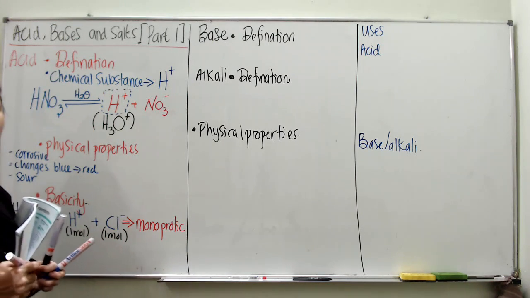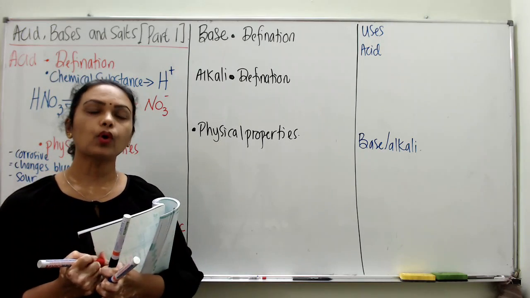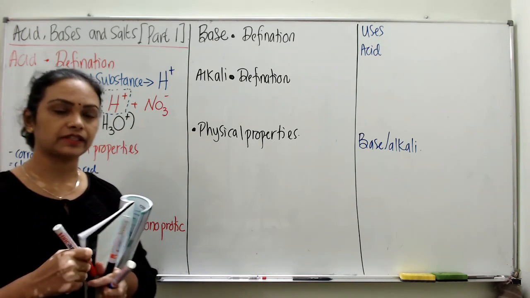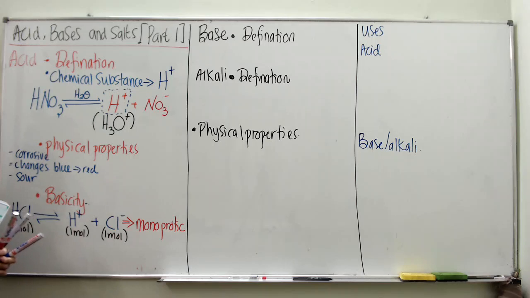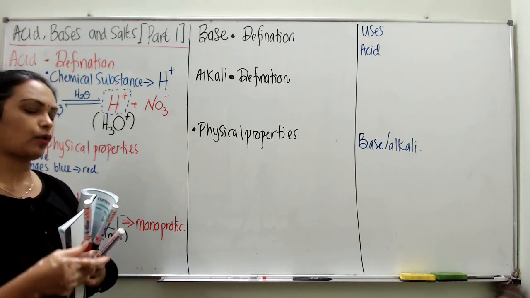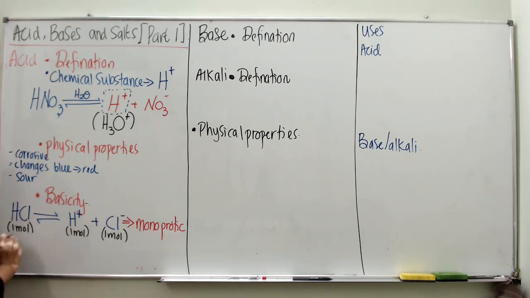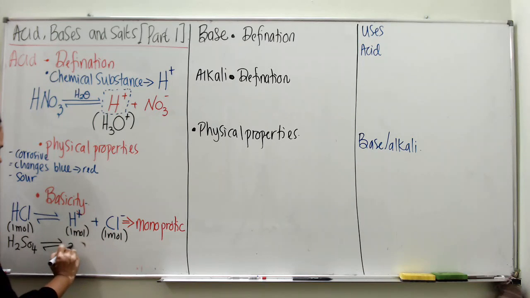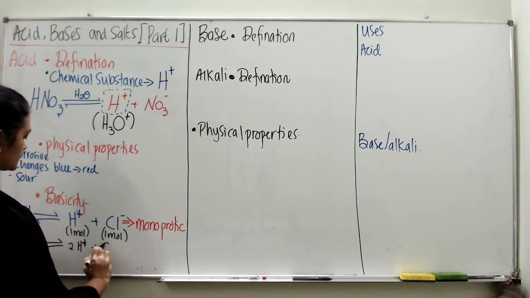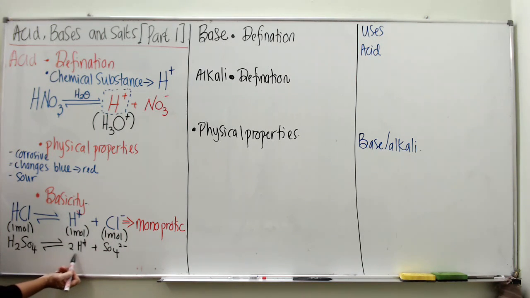Monoprotic acid. Mono means one. Now let's look at another example, a diprotic acid. The usual, popular example is sulfuric acid. When it ionizes, it produces 2 hydrogen ions, which is literally 2 moles, plus sulfate ion. Can you see you have 2 hydrogen ions here?